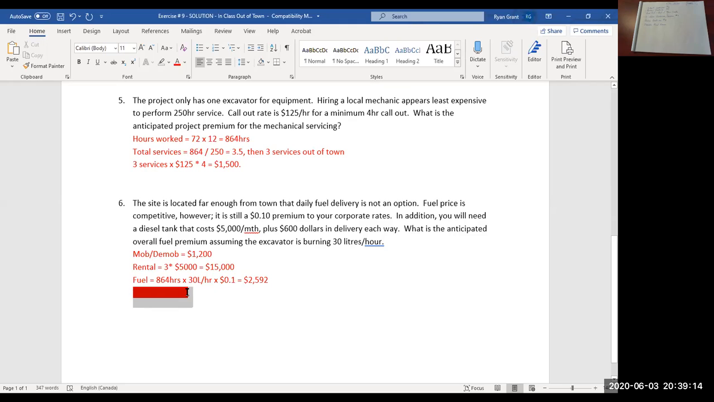So then you would simply add those up. So 1,200 plus 15,000 plus 2,592. So our fuel premium, so over and above what we would normally pay in our home base area, is almost $19,000 for one excavator, just in fuel.